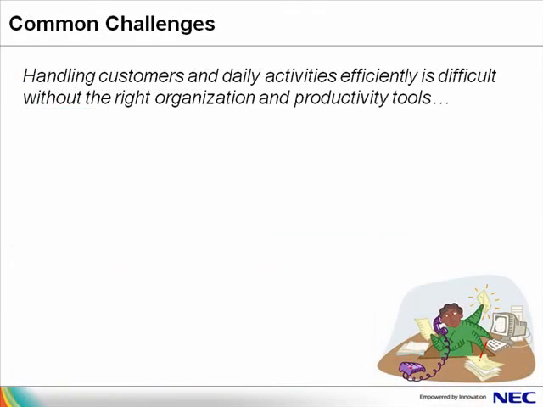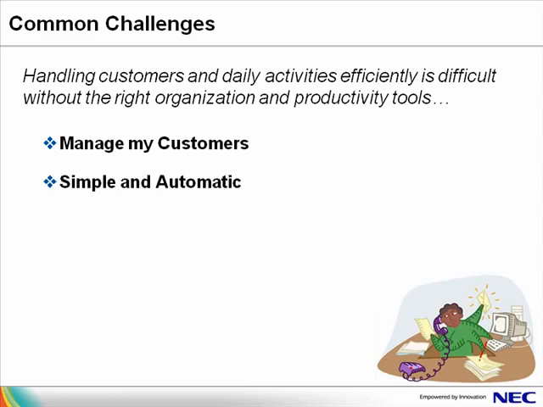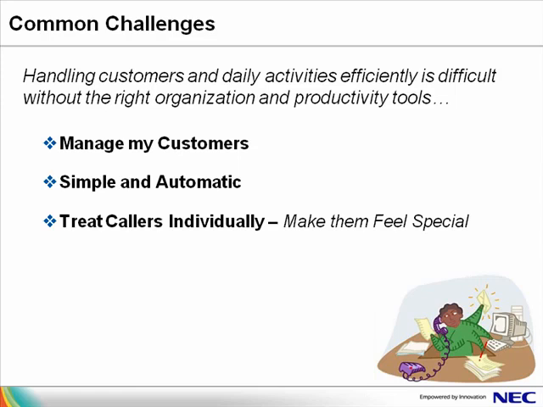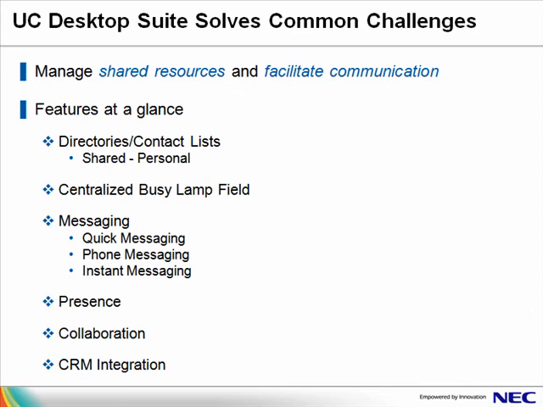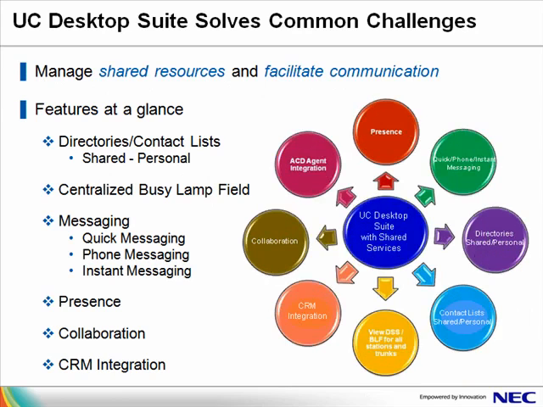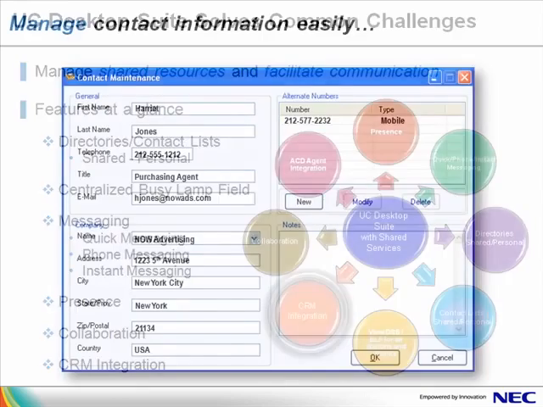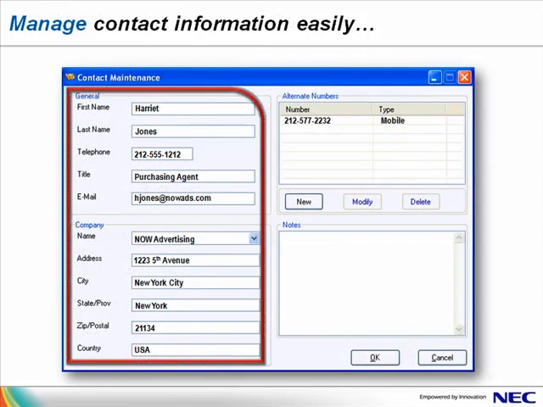Some of the challenges you may face include needing a way to manage your customers as individuals using simple automated processes that provide you with access to the available resources within your organization, even when out of the office. UC Desktop Suite is a single application that manages shared resources and facilitates communication with features that include personal and shared contact directories, real-time monitoring of telephone status, phone and instant messaging, present status indication, enhanced collaboration tools, and database integrations. Managing your customers begins with their contact information.